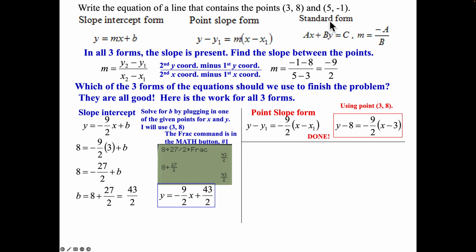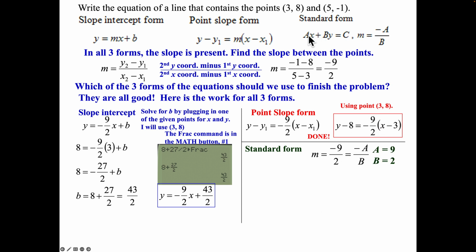All right, standard form, that's next. Ax plus By equals C. Well, my slope is -9/2. Now remember, the slope in standard form is -A/B. I'm not going to make this too difficult, but what do you think the B is? Oh, yep, you're right, it's 2. And what do you think the A is? Yep, you're right, it's 9.